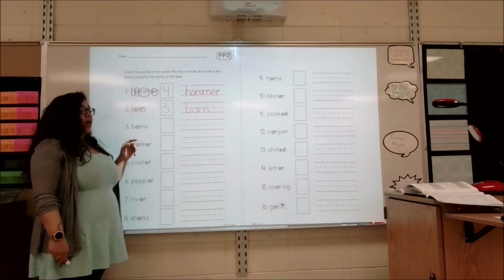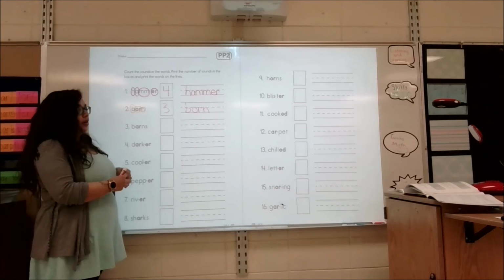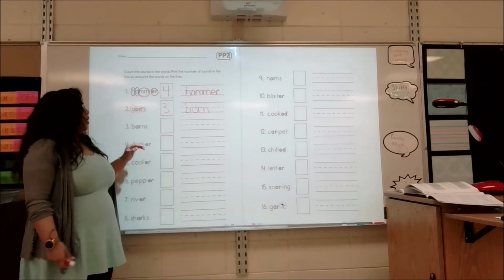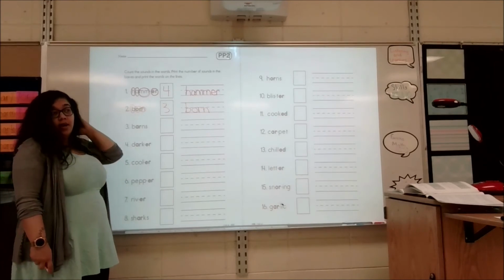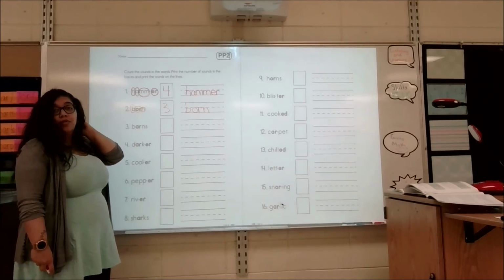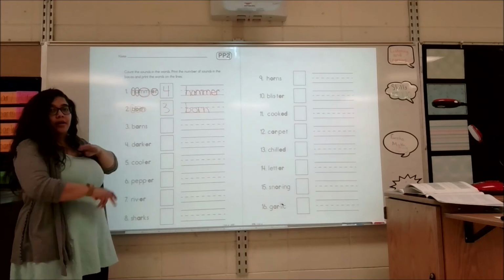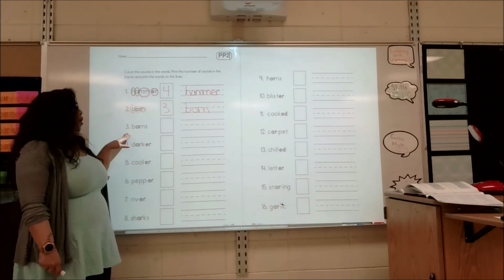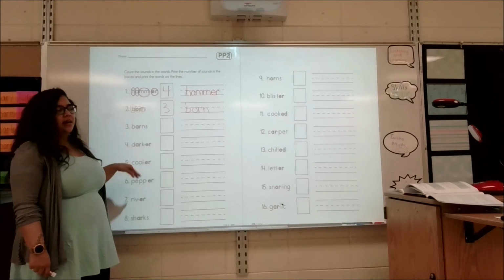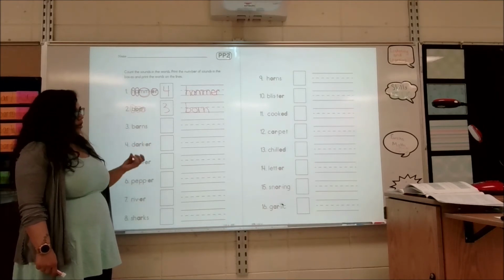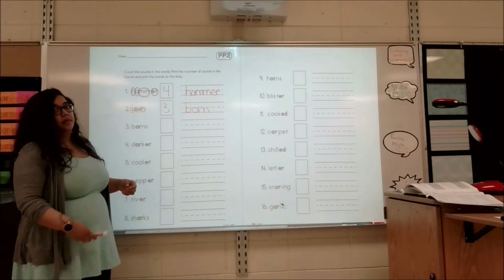Barns. First off, there's more than one of them, but barns. So born, people, babies, cats, dogs, animals are born. Barns is where, you know, some of those baby animals live. Born, barn. Not the same. So the word barns. How many sounds are in the word barns? Barns. That means more than one.